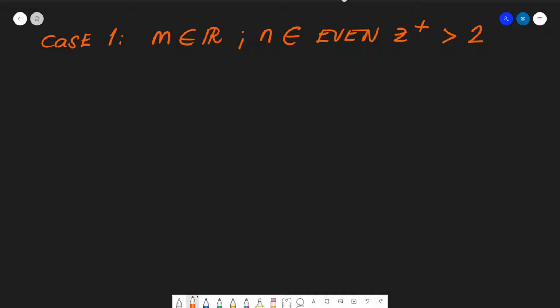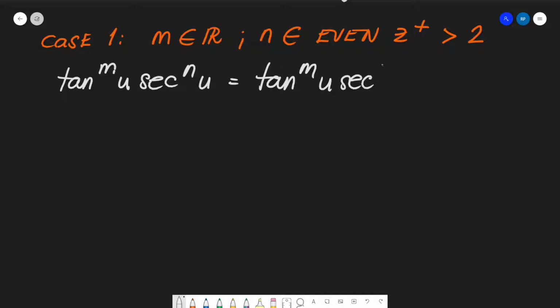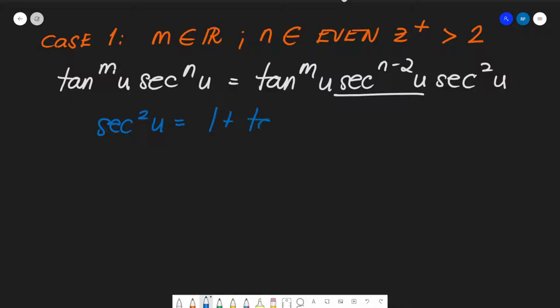Siguro naman nahalata nyo na kung ano yung gagawin natin. From our original form na tangent raised to mu secant raised to nu, this will become tangent raised to mu secant raised to n minus 2 u, secant squared u. Magbabawas tayo ng dalawa. And from this, dun sa binawas natin, magkakaroon tayo ng palitan ng identity. So, ano yung gagamitin nating identity? Secant squared u is equal to 1 plus tangent squared u.